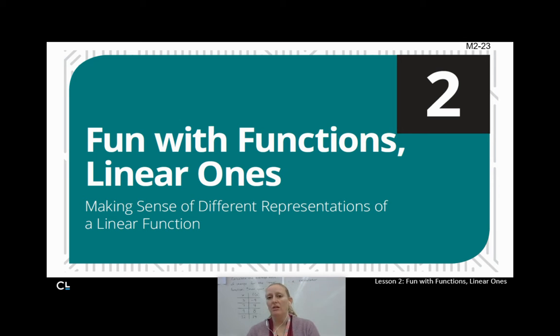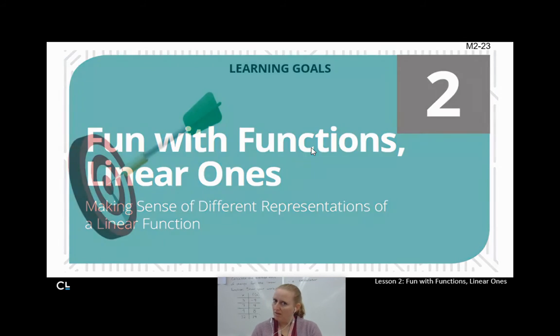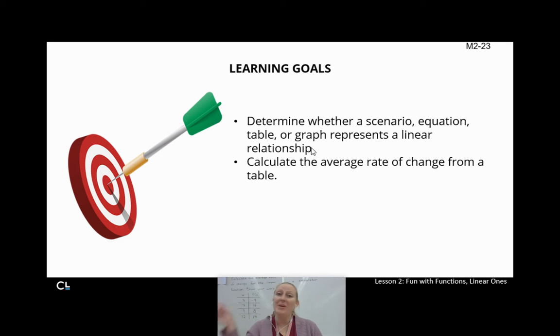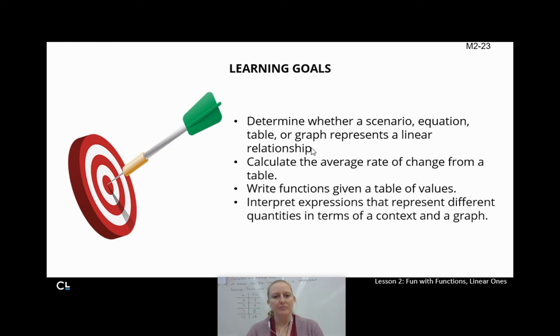So we've already talked about our goals before, but just to remind ourselves a little bit, we're going to determine whether a scenario, equation, table, or graph represents a linear relationship. We did that last time, right? Good times. We're going to calculate the average rate of change from a table. We also were working on that last time. Hooray for us, because average rate of change is just another word for slope. We started looking at writing functions given a table of values. We're going to play with that a bit more.